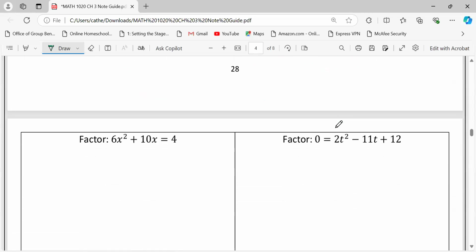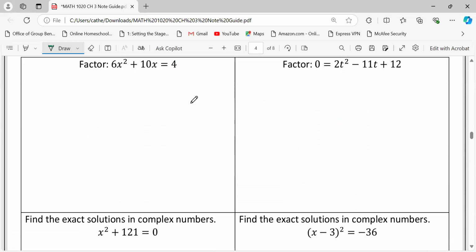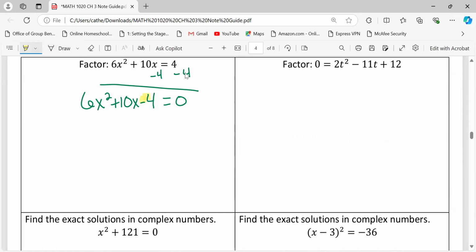So let's go down here. Let's look at these two. Now, what's different with this one on the top left? Right, it's not equal to 0. This has to be equal to 0 in order for you to use C polyroot. So we're going to move the 4 to the left by subtracting it. And then this left side here is what you're going to put in the calculator. It has to be equal to 0.